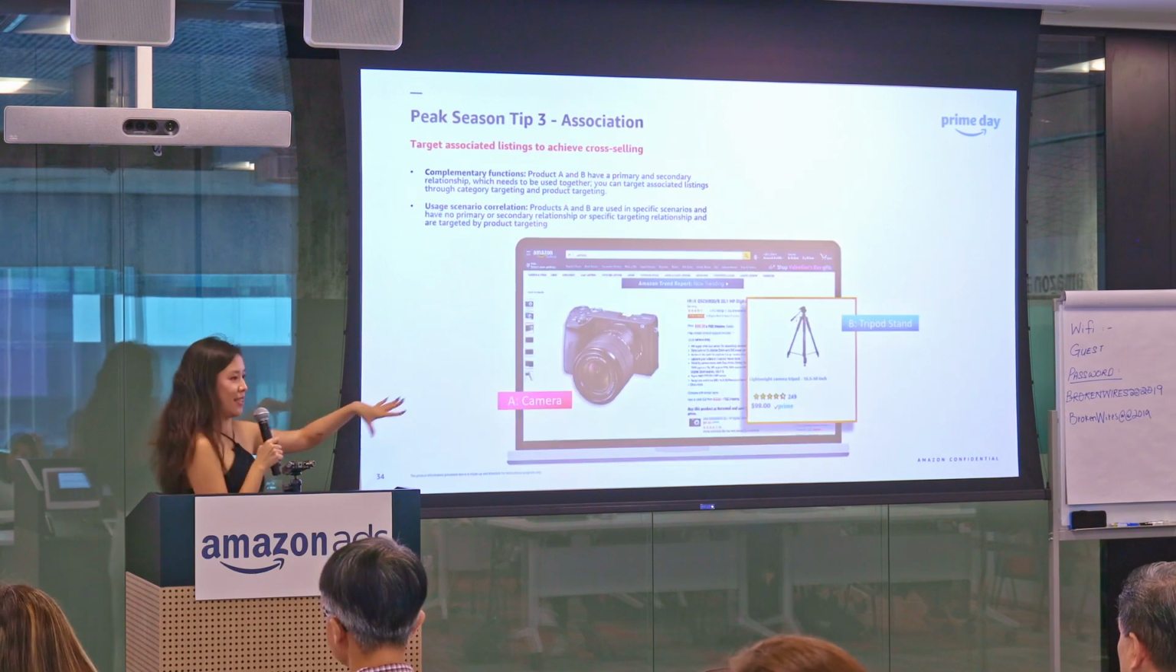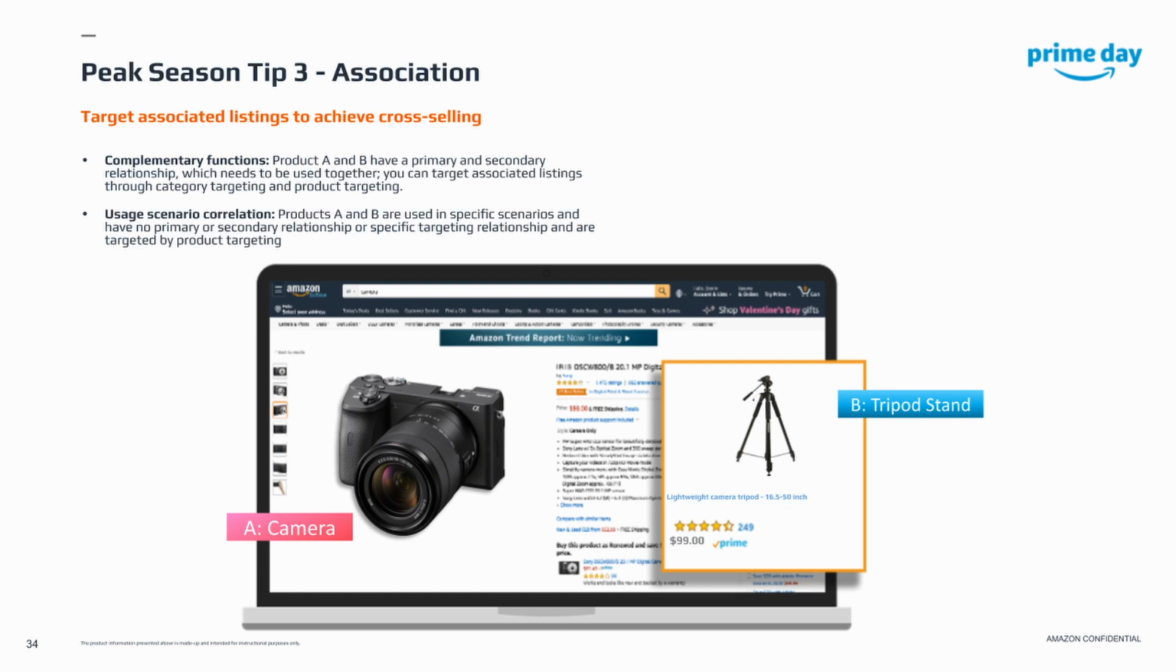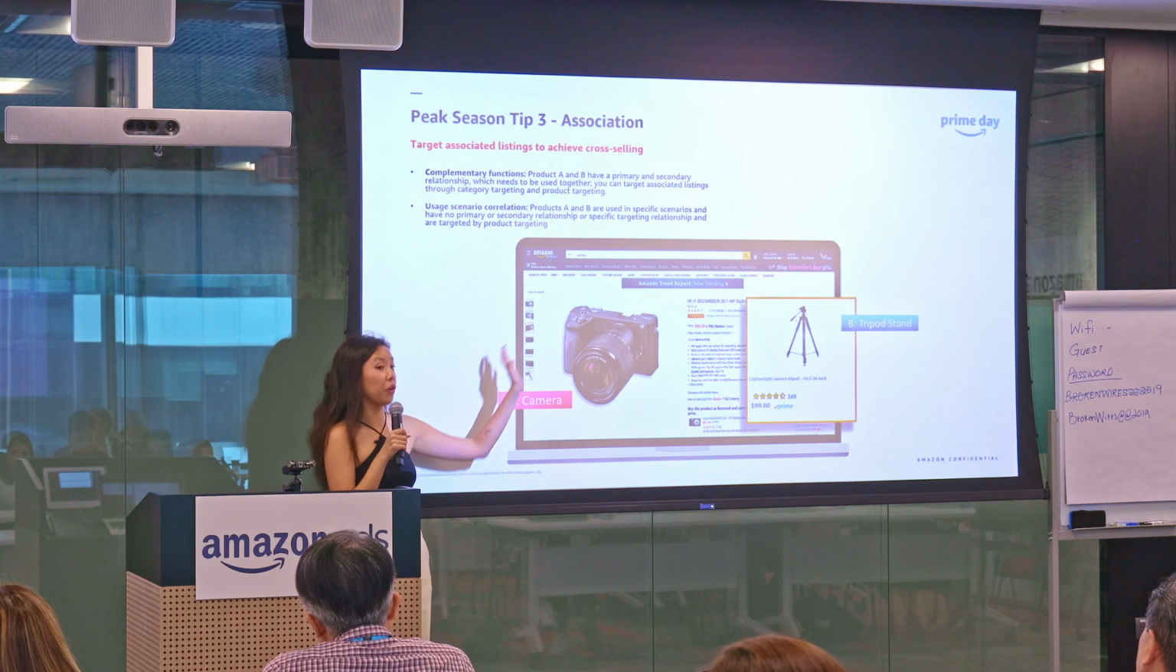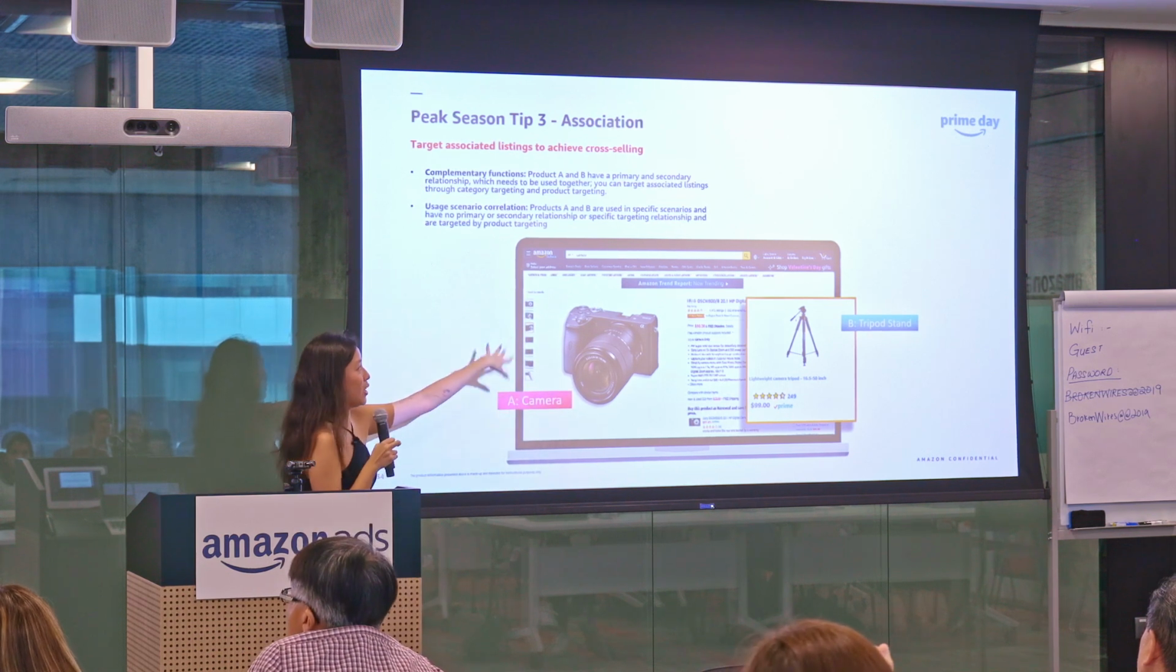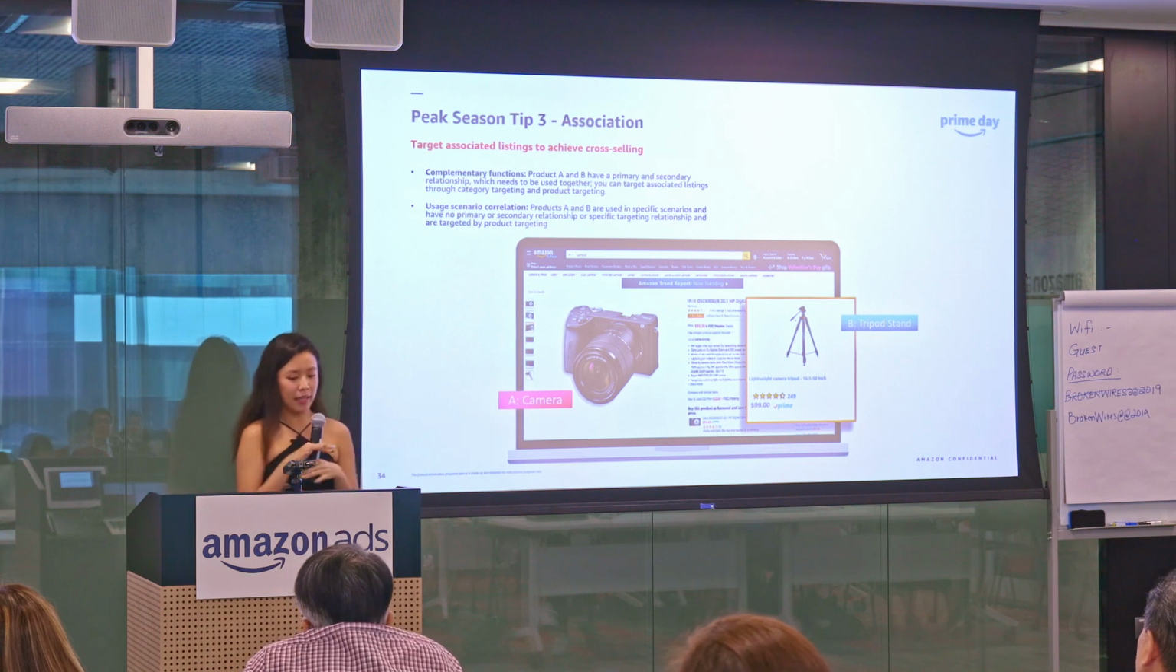And of course, this is, as I mentioned earlier, the cross-selling tip, right? Selling cameras, then you might want to also target your own tripods or have your tripods target your camera, essentially to achieve cross-selling.